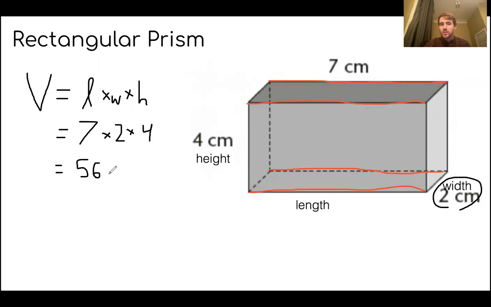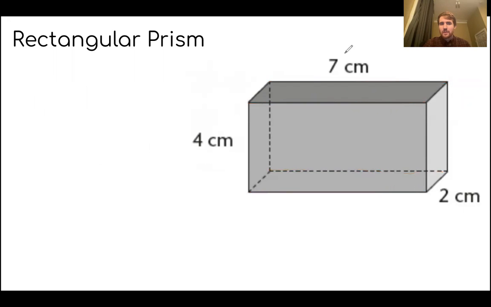What is the unit we're going to use? We're going to use centimeters cubed. Why cubed? Because it's three-dimensional. We're multiplying 3 dimensions together. 1, 2, 3. 56 centimeters cubed. And this tells us if we had those little centimeter cubes, how many we could use to fill up the entire rectangular prism.